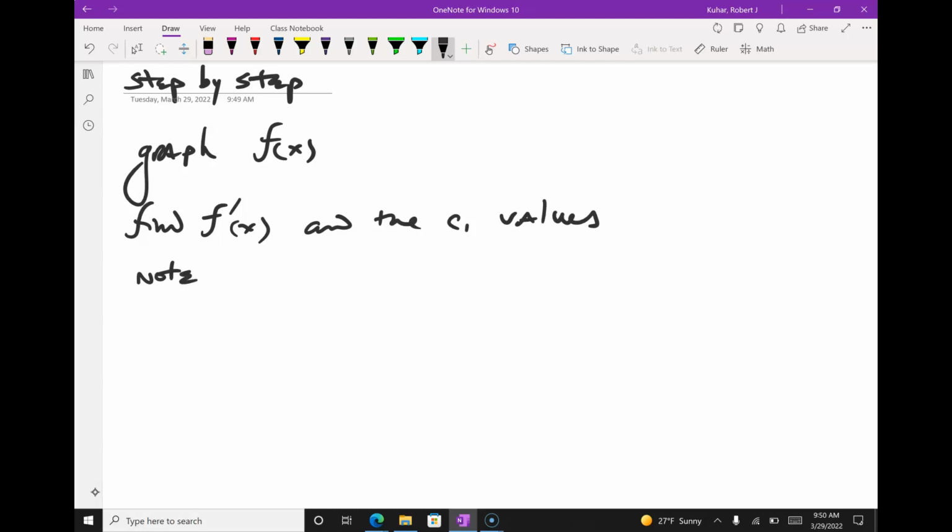Note if C1 comma f of C1 exists or not. Because if it doesn't exist, it can't be a local min or max. If it does exist, it can be a local min or max, right? So I want to make sure I find my critical values of the first derivative and see if they exist in the original function. I can't stand at the top of a hill if there's a hole at the top of the hill. I fall in, right?